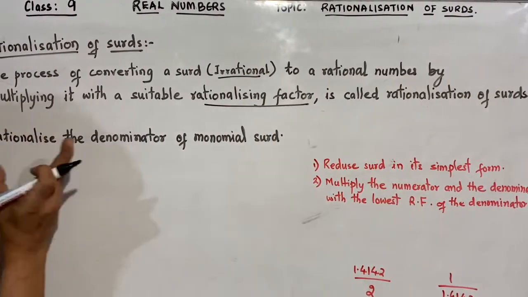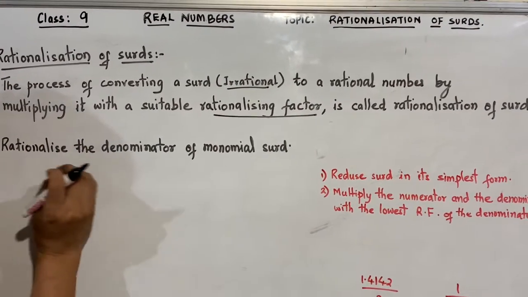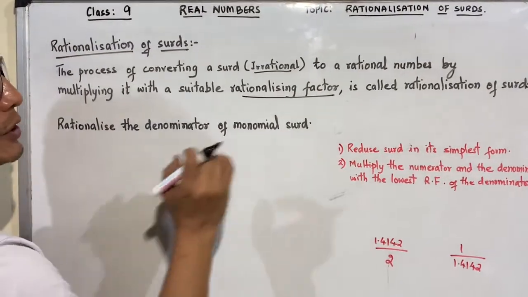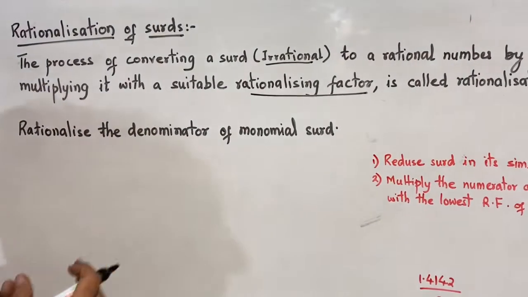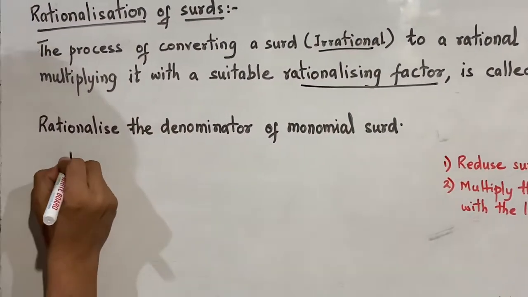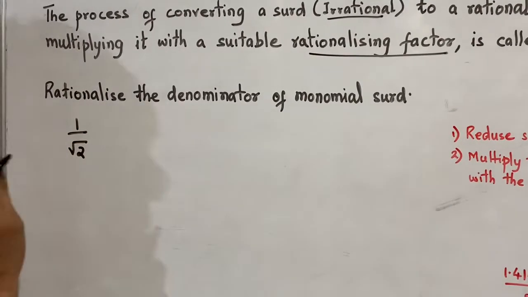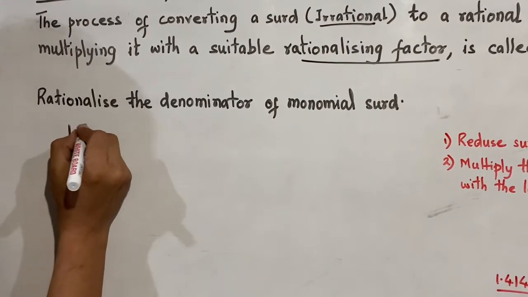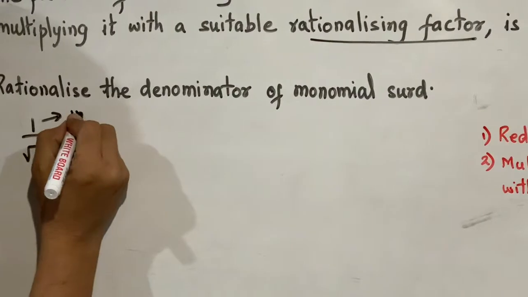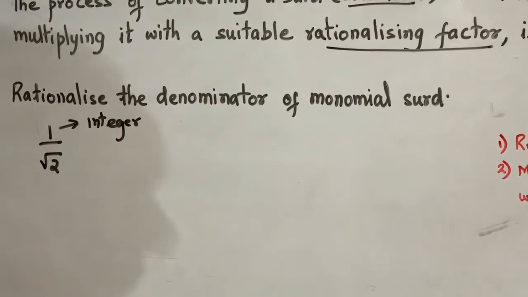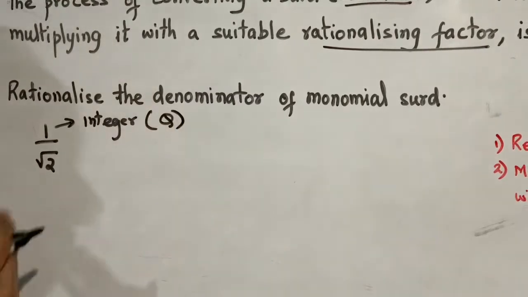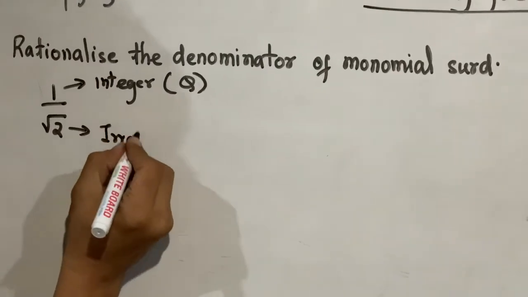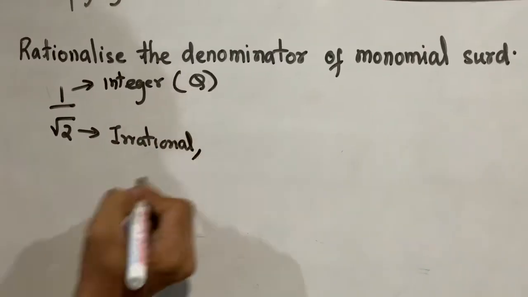Mainly, rationalization of a surd means rationalizing the denominator. Let us consider 1 upon root 2. The numerator is 1, an integer, which is a rational number. But what about the denominator? The denominator is an irrational number.